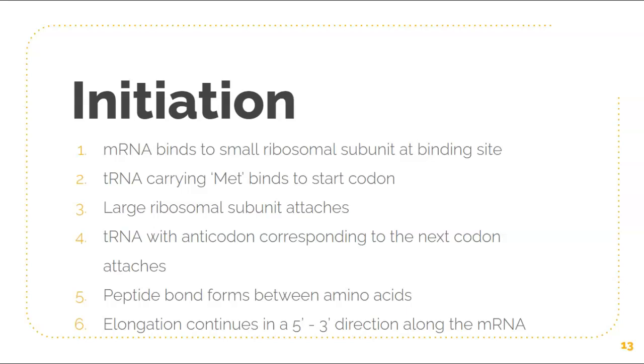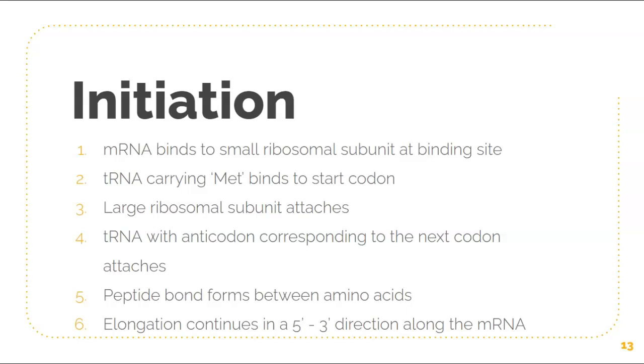Just to further list out exactly what happens in initiation, mRNA binds to the ribosomal subunit at the binding site. Methionine binds to the start codon. It is never anything else. It is always methionine. Then the large ribosomal subunit attaches, and the tRNA with the anticodon corresponding to the next codon attaches to that. Okay, so we start with methionine, and then it could be any of the remaining amino acids, but that will connect next.